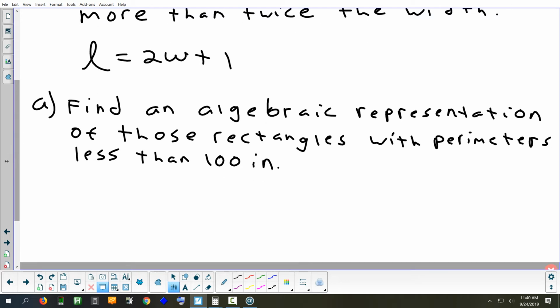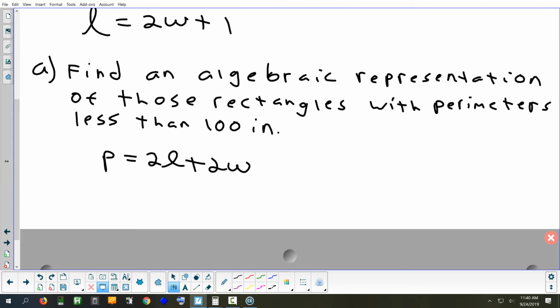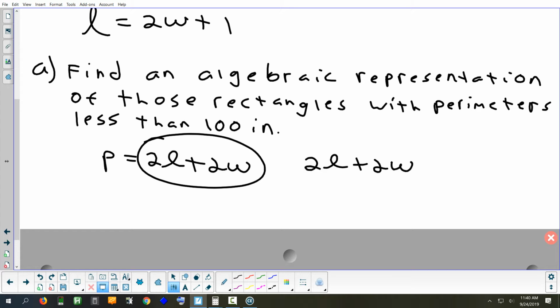So let's just start with the formula for perimeter. Perimeter equals, what is it for a rectangle? Yep, 2L plus 2W. And they want an algebraic representation where the perimeter is less than 100. All right, so here's my perimeter. So I want 2L plus 2W to come out less than 100.